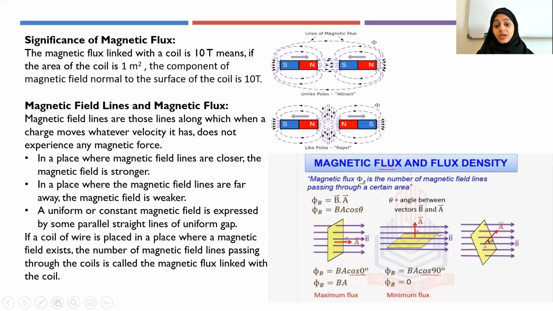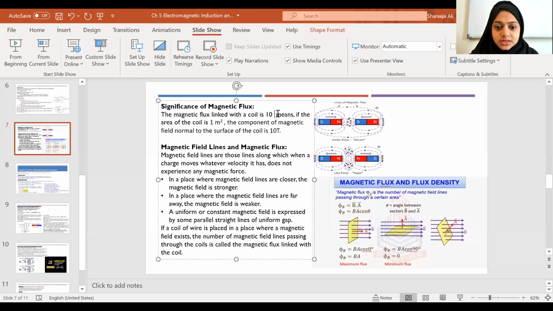Magnetic field. Magnetic field lines. They represent field lines, right? So magnetic flux linked with a coil is 10 Tesla or 10 Weber it should be. I'm sorry, it should be 10 Weber because magnetic flux is measured in Weber, right?